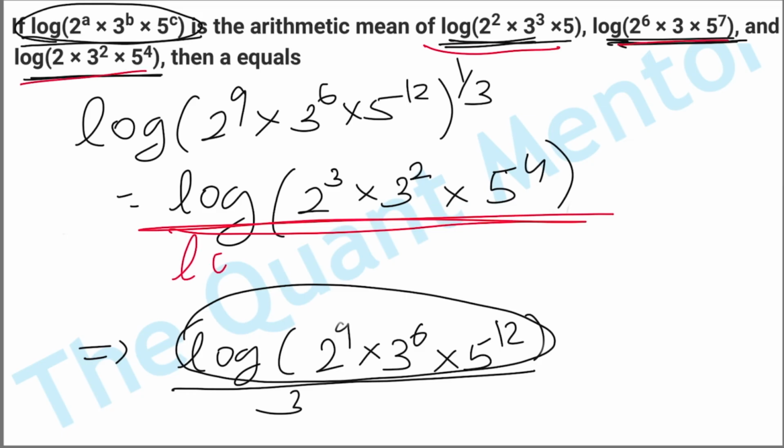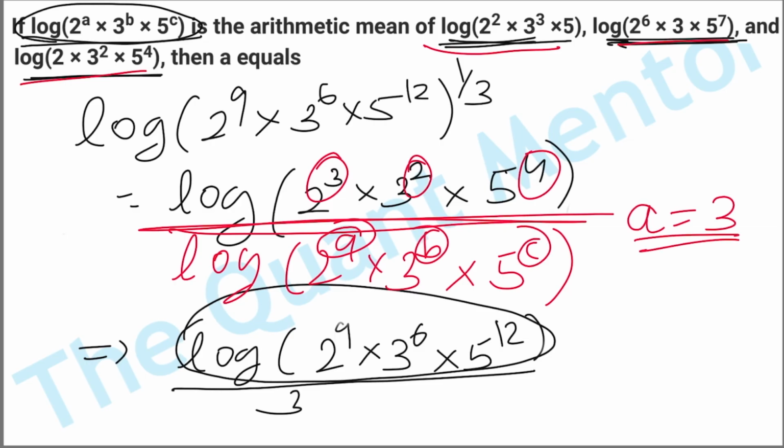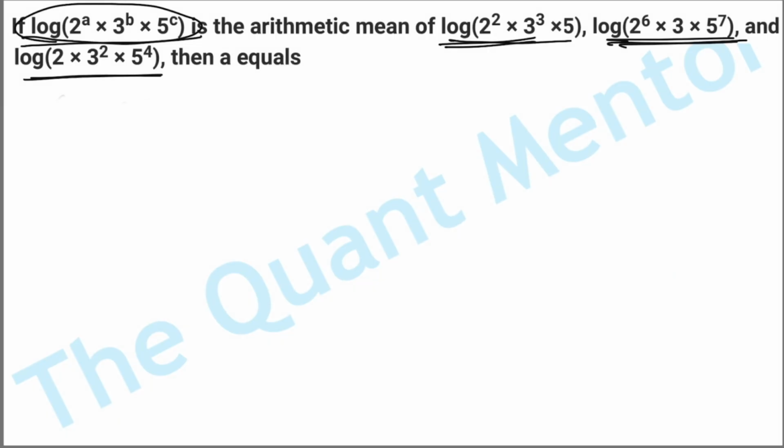And now we compare this with log of 2 raised to a into 3 raised to b into 5 raised to c. Comparing, we get a as 3, b as 2 and c as 4. That easily answers our original question as a being equal to 3. So this was the first way of answering the question. Now we have another way, guys. Let's observe something very interesting.